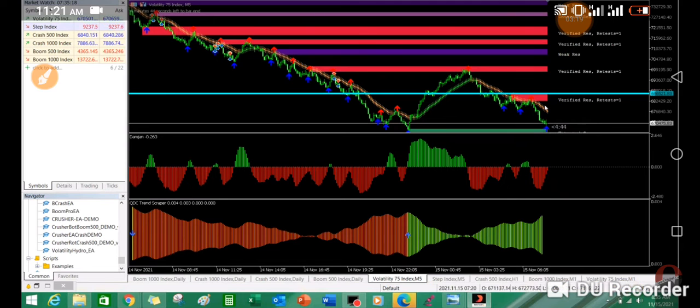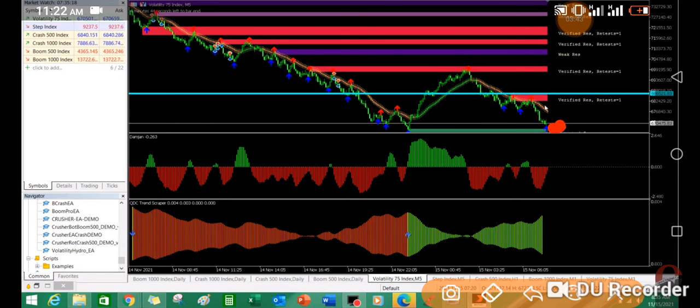Now I told you I don't usually enter from the first green. I always enter from the second. If I had entered from here, I would have been kicked out with this move that came down. It's coming back to this support. As you can see, there's a green support there. It's coming back, and now it has given me a green arrow again.